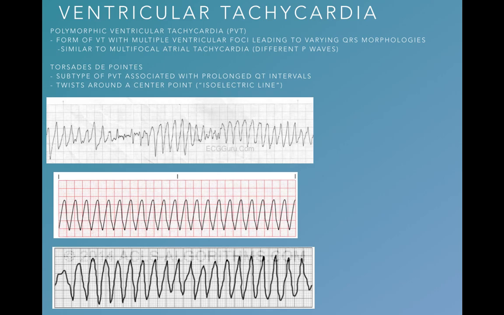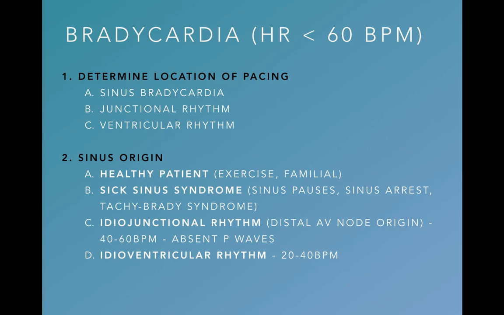And then there's something called torsades, which is commonly tested. That is a subtype of polymorphic ventricular tachycardia, and it's associated with prolonged QT intervals. If someone has a severely prolonged QT interval, it might start out as a regular rhythm with a prolonged QT, but that can develop into torsades. So it's important to figure out arrest, Tachy-Brady syndrome. It could be an idiojunctional rhythm, also known as just a junctional rhythm, kind of what I talked about before, and idioventricular.